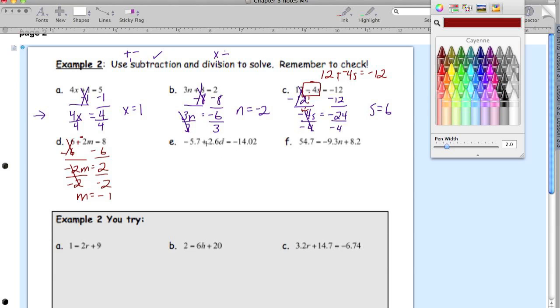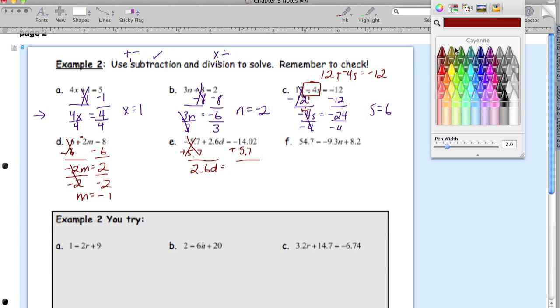Here we're going to look at some decimals. Negative 5.7 plus 2.6d equals negative 14.02. I have to get rid of this negative 5.7, so the only way to make that go to 0 is to add 5.7. And we know that we have to line up our decimals when we add decimals. There it is. These are going to cancel. 2.6d comes down. And this is a negative 14.02 and a positive 5.7.